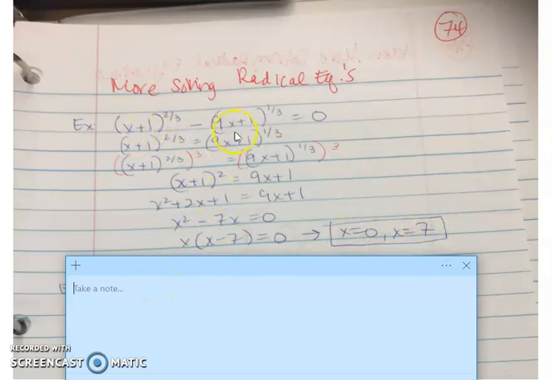So we'll plug in 0, for example, to see if it works. When you plug in 0, you get 1 to the 2/3. That's just 1. When you plug in 0, you'll get 1 to the 1/3, which is just 1, and 1 minus 1 is 0. You could plug in x equals 7 and do the exact same thing. And when you do that, you will end up with 0 as well. Okay?